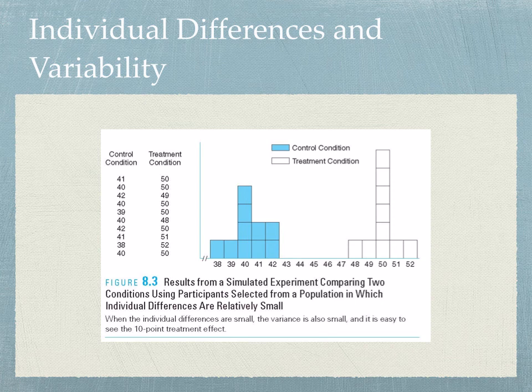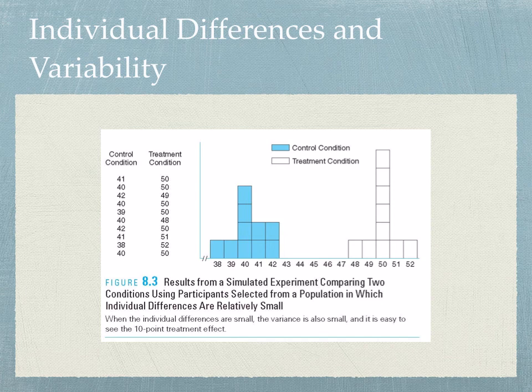Because our population has relatively low variability and we have low individual differences, we can see that 10-point difference very, very broadly. It really divides those groups very nicely, and you can see your treatment effect very, very clearly.